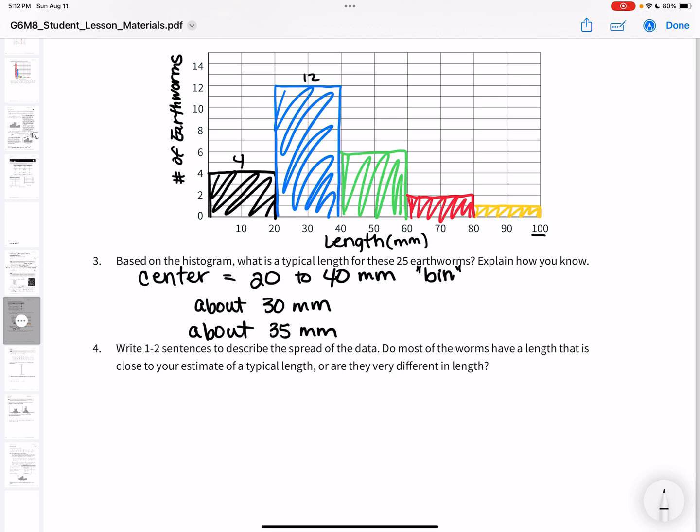Write 1 to 2 sentences to describe the spread of the data. Do most of the worms have a length that is close to your estimate of a typical length, or are they very different in lengths? All right, so the spread is your greatest length minus your lowest length, right? So most of the worms appear to be shorter than my estimate of the typical value, but they are all pretty close to it. There are worms that are longer than my estimate, but not as many. Okay?